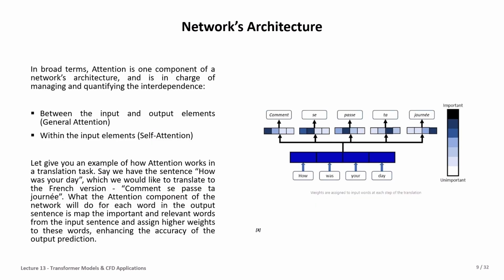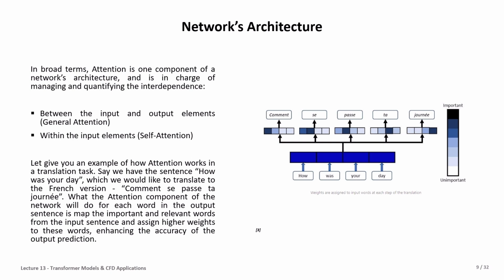So if we want to have a look at its architecture, in the beginning the transformer was used for language and translation. So we can say the basics of working with the input and output. Firstly, there is a general attention which goes between the input and output elements, and also there is a self attention which works with the input elements. So let's see an example where we have a sentence: How was your day? And we want to translate it to the French version.